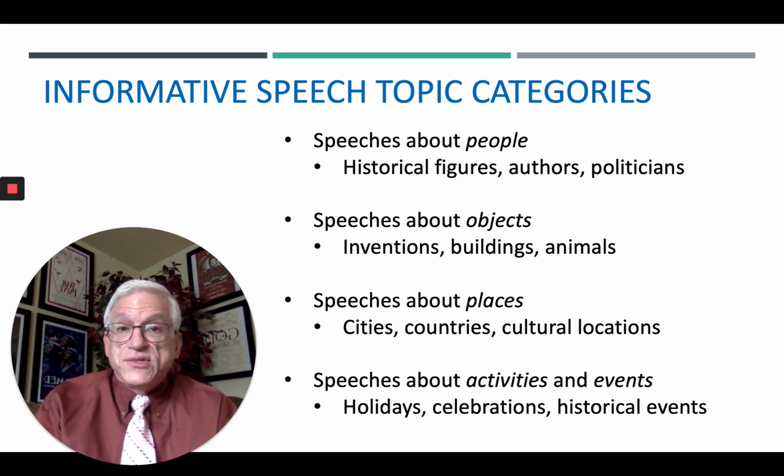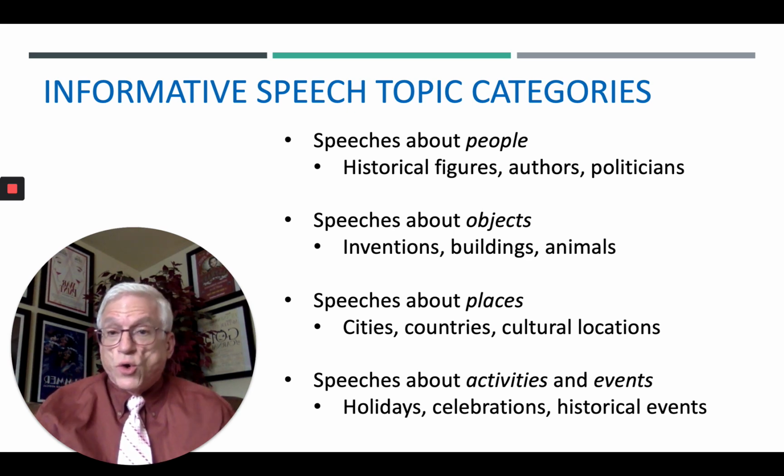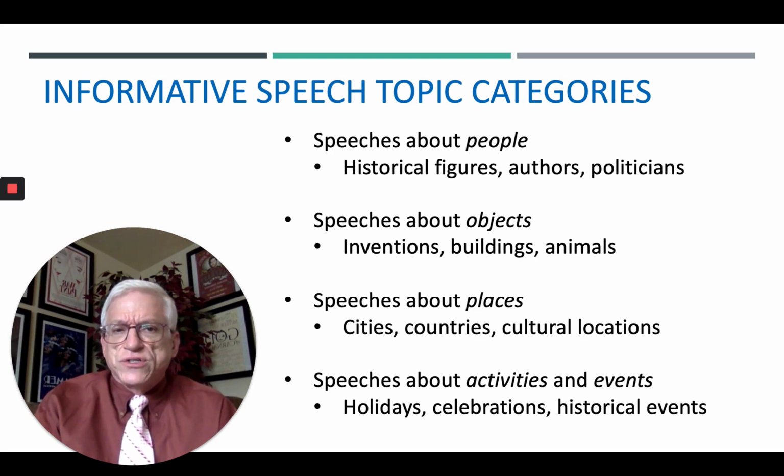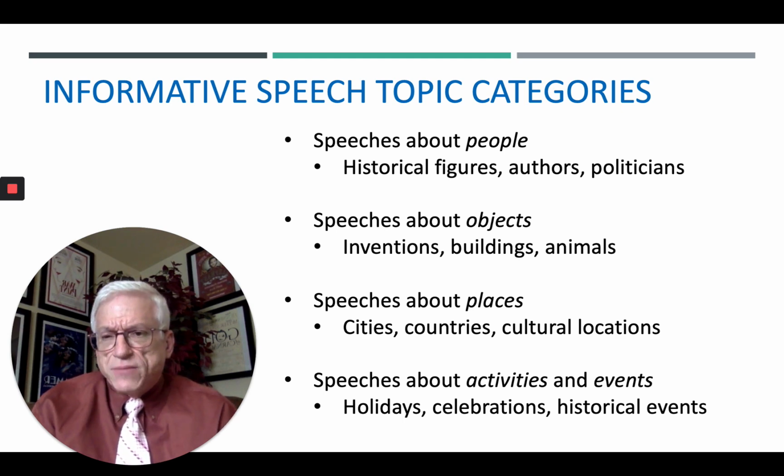There are all kinds of historical figures that people may not know a whole lot about, especially if you've studied them in a history class and they seem really interesting. Speeches about objects. These can be inventions, buildings, animals. Again, speeches on frogs, elephants. This could be the Eiffel Tower, how the Empire State Building was designed and built.